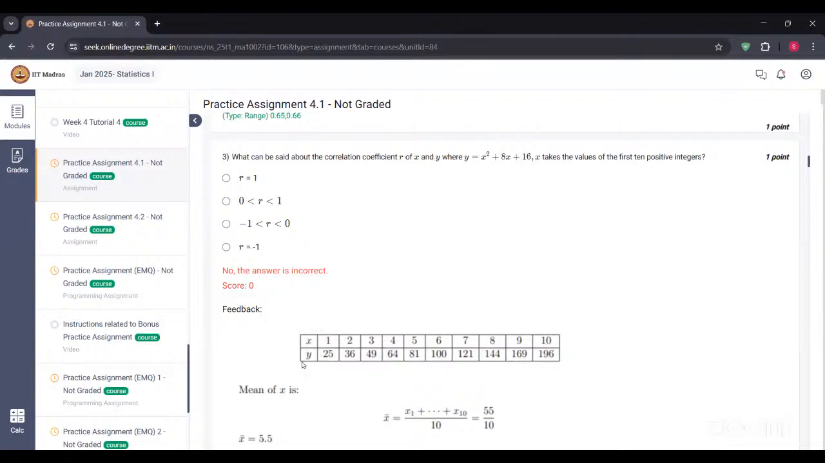So we have to calculate the correlation coefficient between x and y, right? So what is the formula of correlation? It is the summation of (xi minus x bar)(yi minus y bar), divided by the standard deviation of x and the standard deviation of y, correct?